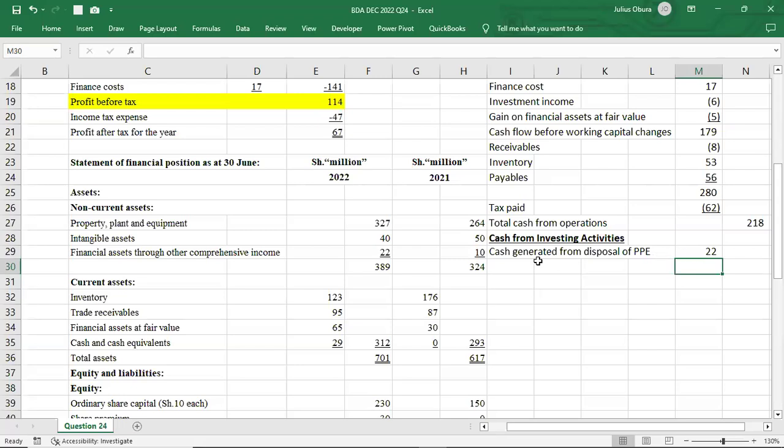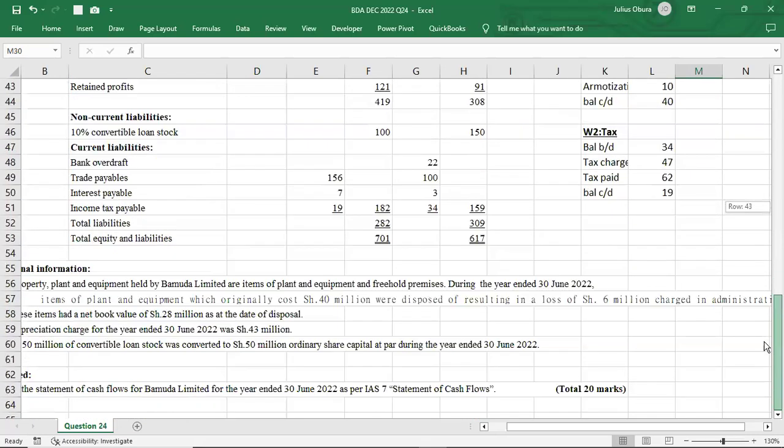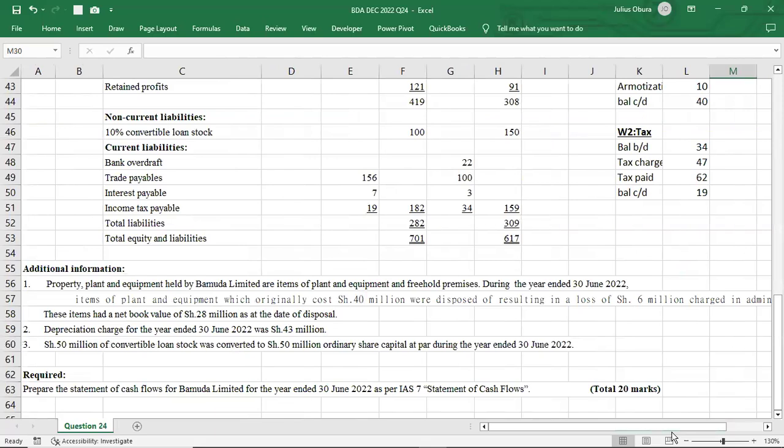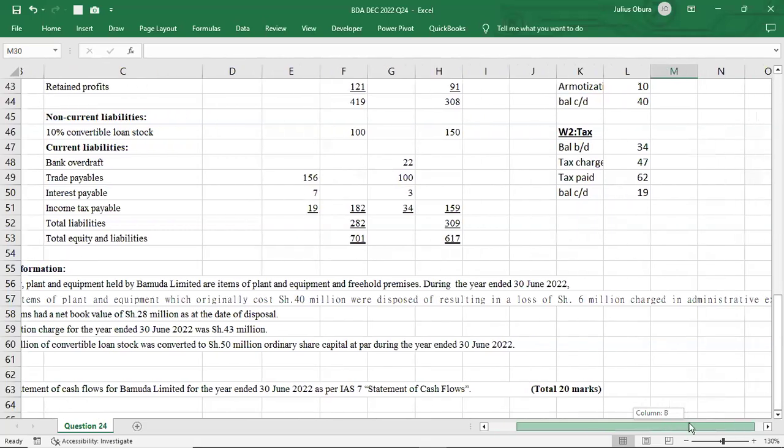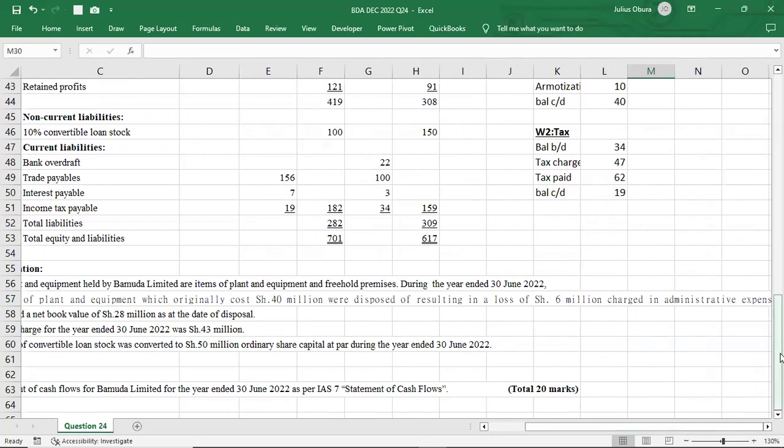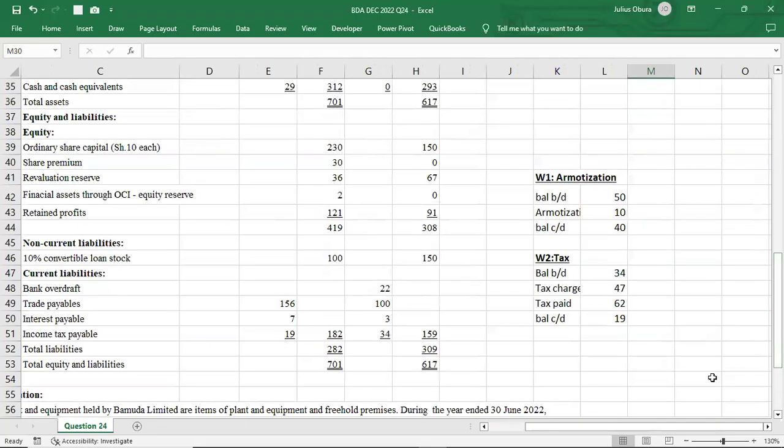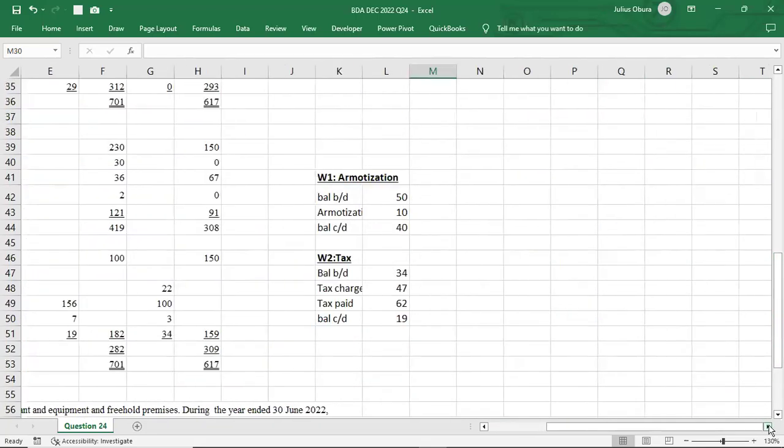Now, for the PPE, we need to check if we had an acquisition. Are we told that there was any acquisition? No, we are not told. So what do we need to do? We need to do a working and check whether we really had an acquisition or not. So that will be our working 3.